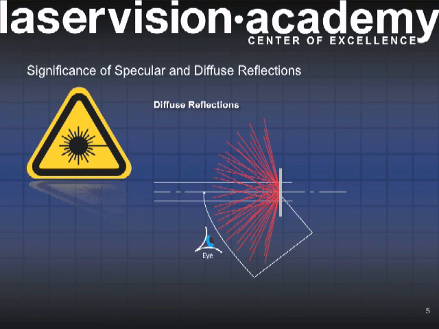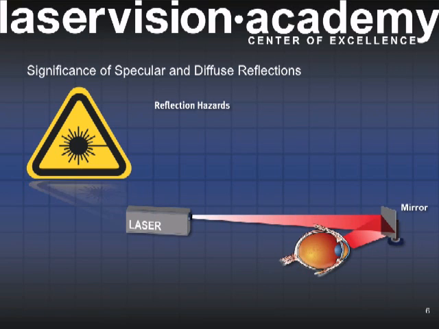Diffuse light reflections present a lower potential for ocular injury because the eye absorbs or is exposed to a smaller portion of the overall light. This is also true for skin exposures. Light reflections are not inherently hazardous and are usually the intended outcome of directing or manipulating laser energy.